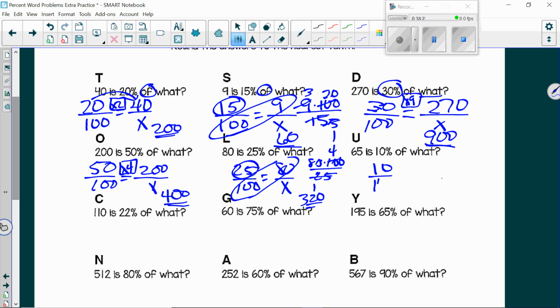10%. 65. So 65, 10 to 65, not super easy. Now maybe a decent step back one, because I go 110, but I'm just going to go this way. So 65 times 100 over 10 makes it easy, because that 10 goes away. 65 times 10 is 650.